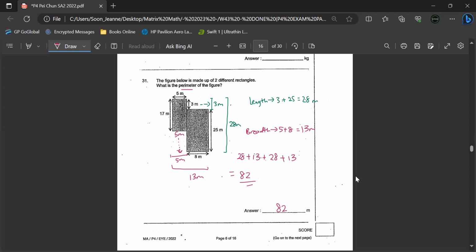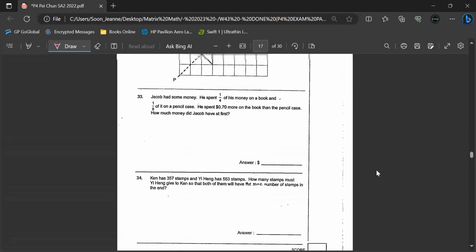Okay? If you want to write meter here also can. But then if you don't, it's okay. You just need to know that when the last answer requires you for the unit, you have to write down the unit. Okay, moving on to question 33.